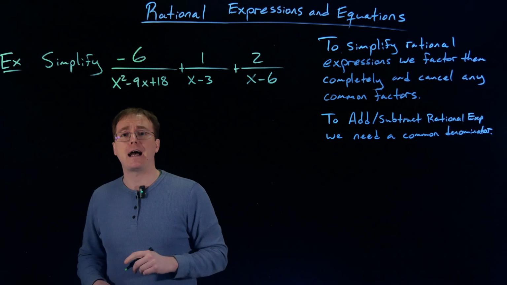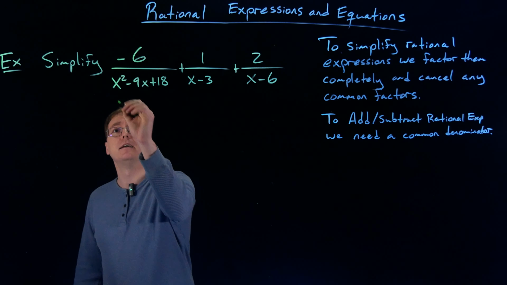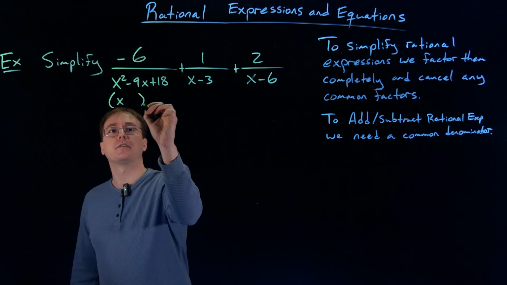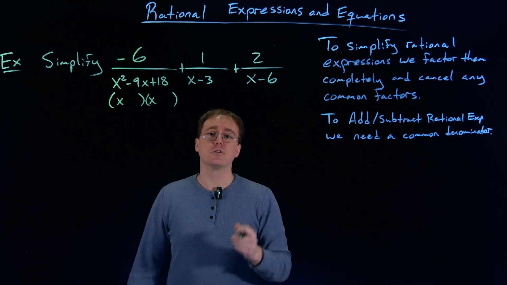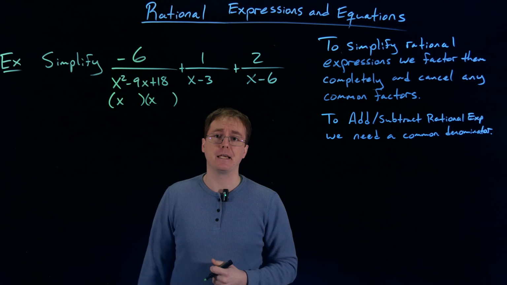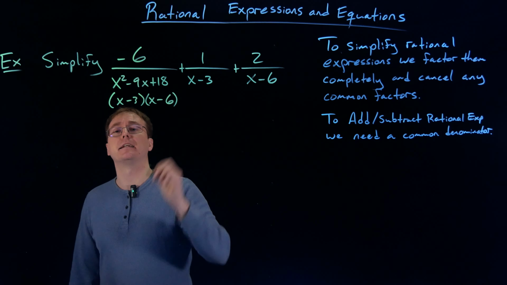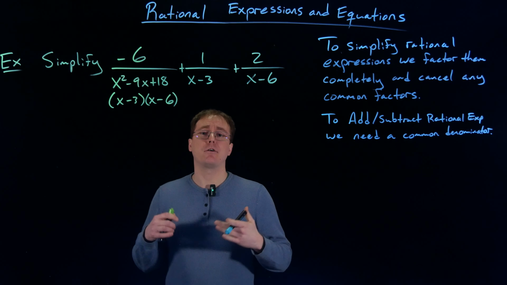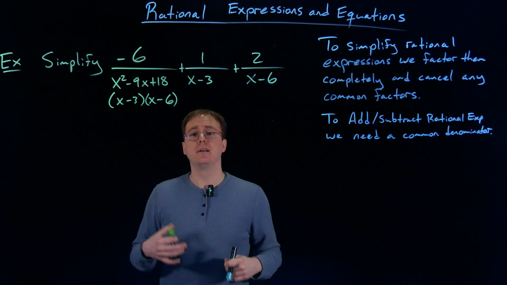So we really just have to factor that first one, x squared minus 9x plus 18. To factor this, we have to think of two numbers that multiply together to give us 18, and those same two numbers add together to give us negative 9. And those are going to be negative 3 and negative 6.